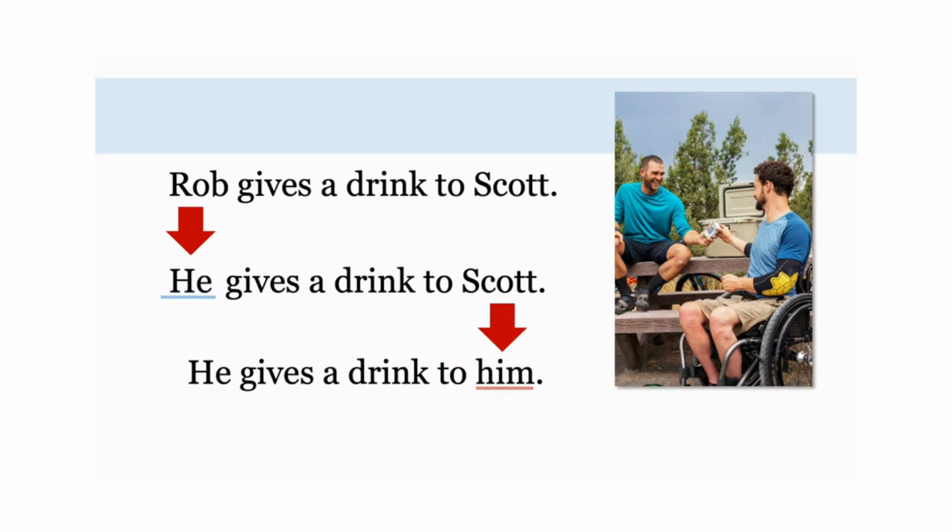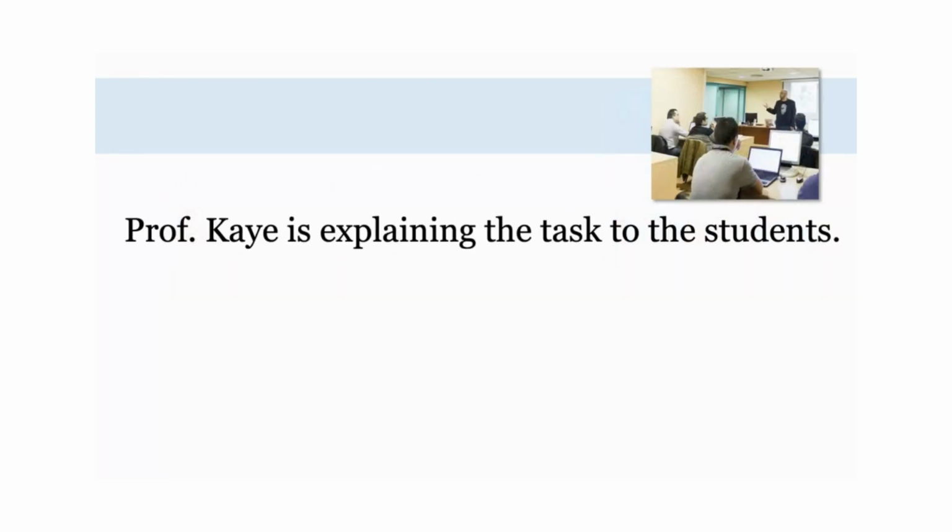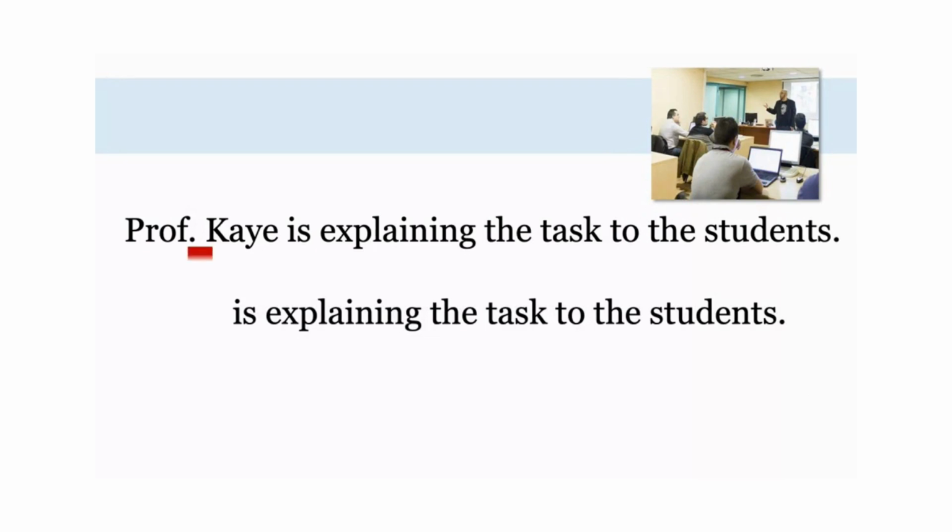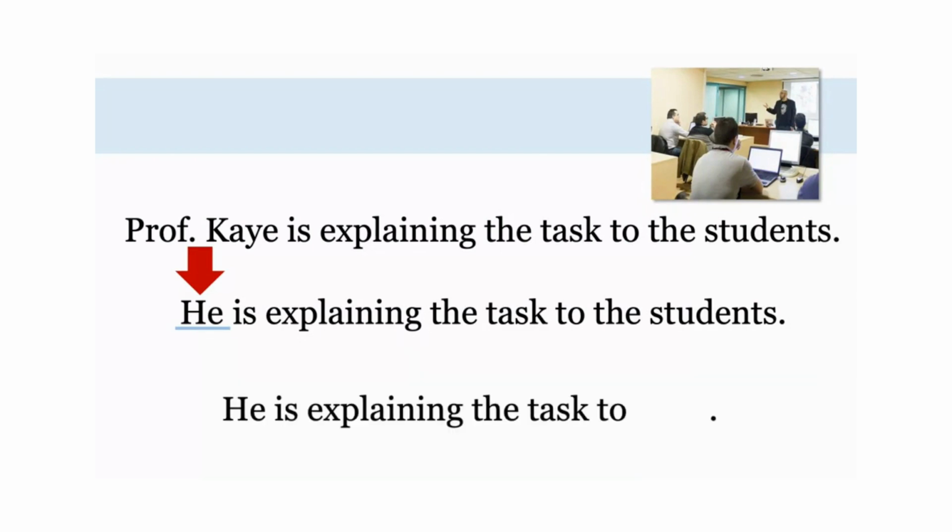Professor Kaye is explaining the task to the students. Okay, replace Professor Kaye with a subject pronoun. He. He is explaining the task to the students. And now, let's replace students with an object pronoun. He is explaining the task to them. He's explaining the task to them.